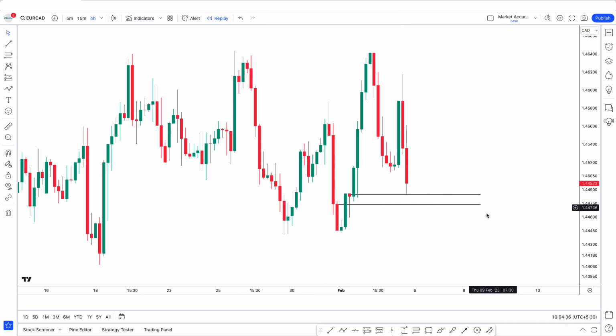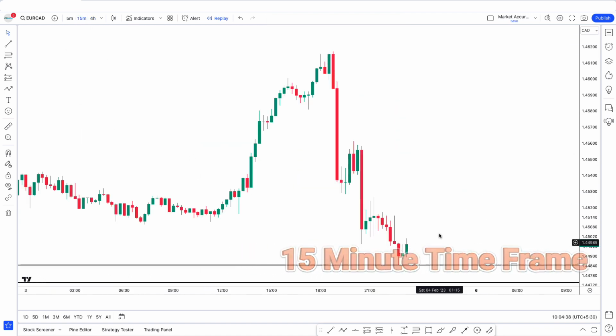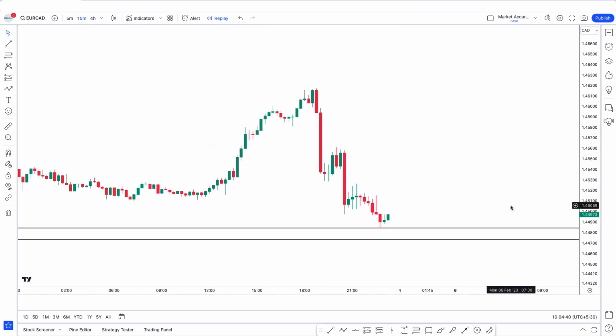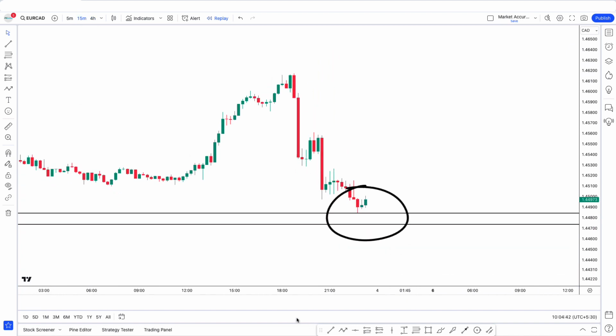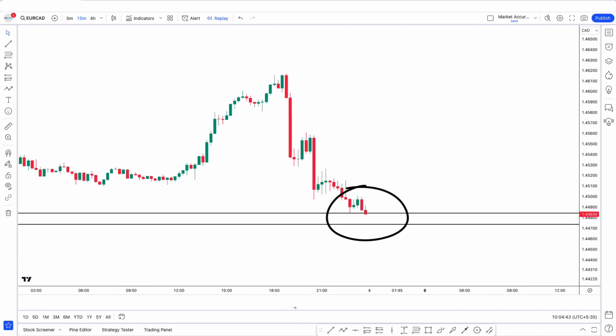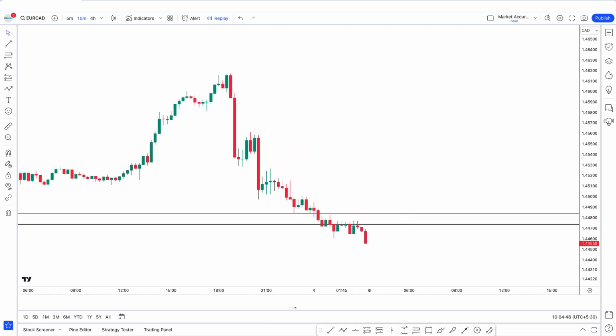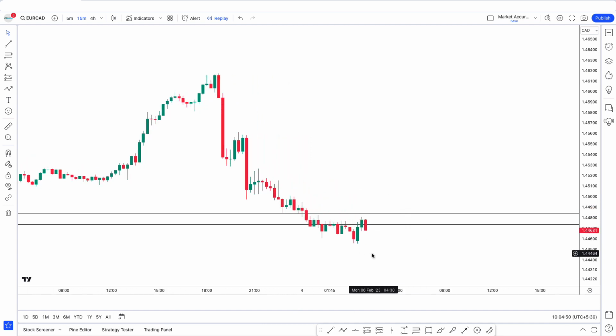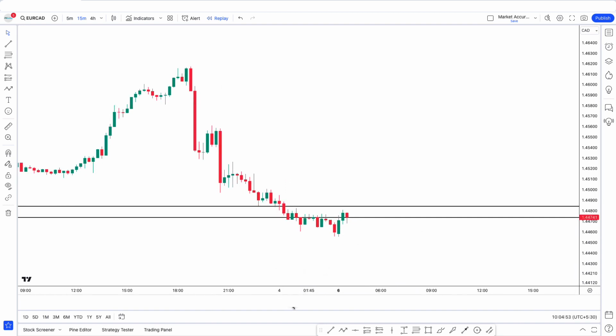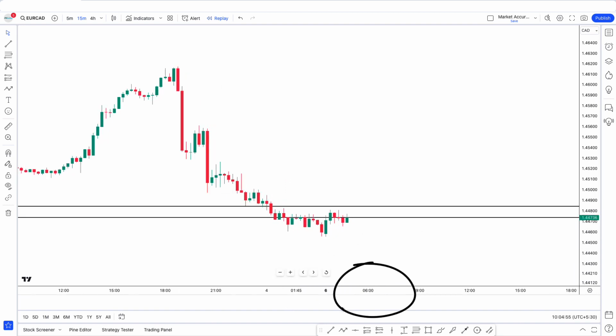So let's go back to the 15-minute time frame and look for a shift in market structure. It did not happen here on this order block. So this is the second order block right here. Now, as you can see, we do have something here, but it is not during kill zone hours. We're going to skip ahead.